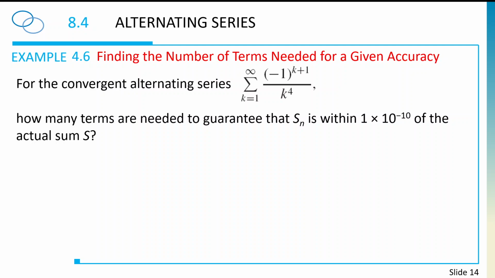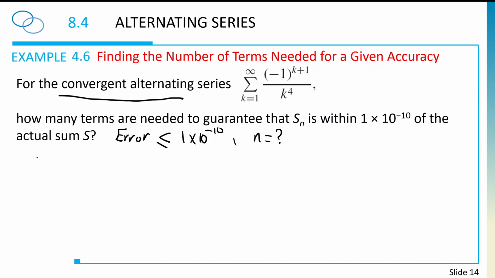So for the convergent alternating series, they told you already it's convergent, okay? We have it already from the previous question. How many terms are needed to guarantee Sn is within 1 times 10 to the power of negative 10 of the actual sum S? So here they told us what's the error. The error should be less than or equal to 1 times 10 to the power of negative 10. And we need to find n equals what? How many terms do we need to add?